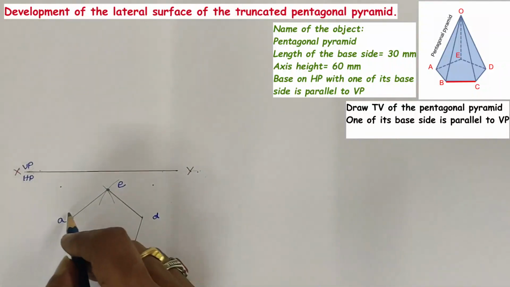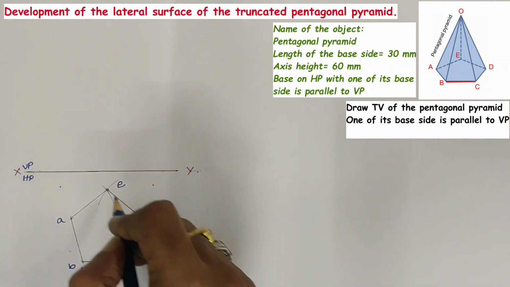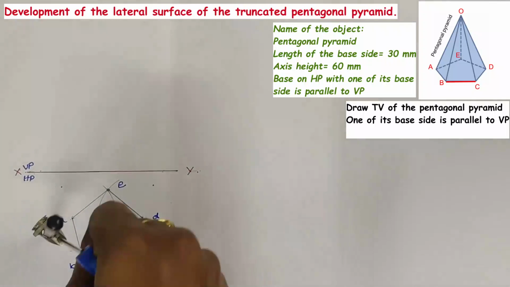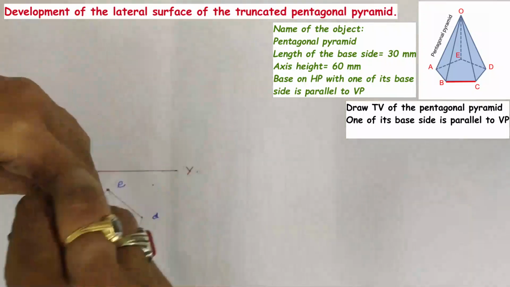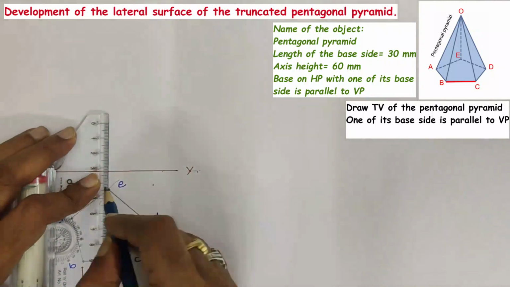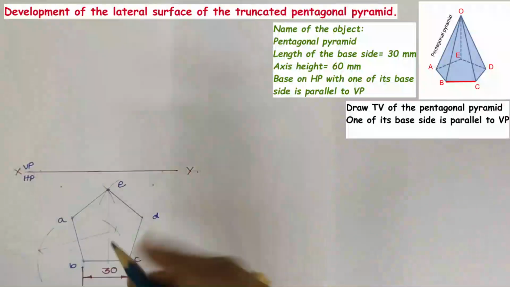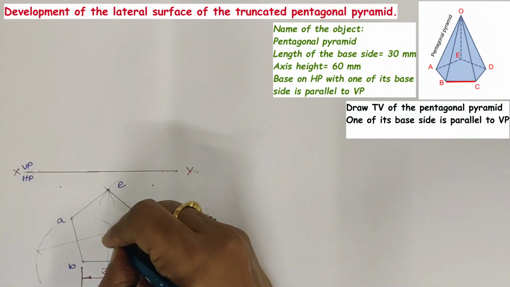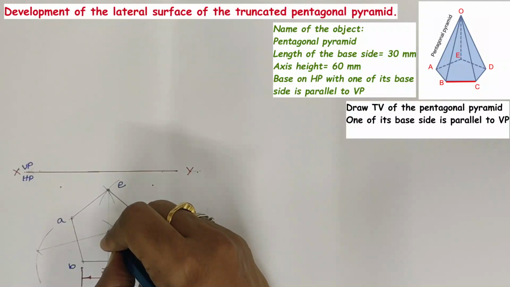The pentagon A, B, C, D, E is the image of the base of a pentagonal pyramid in top view. Then we locate the center of the base of the pentagonal pyramid. That center will become the image of the apex point as well as the axis point in top view. Here, O is the image of the apex as well as the axis in top view.